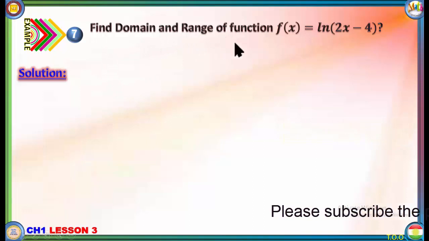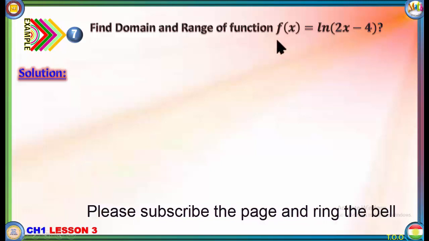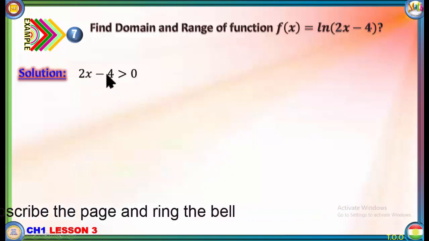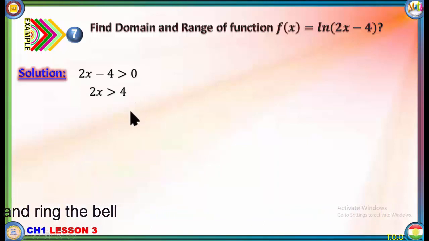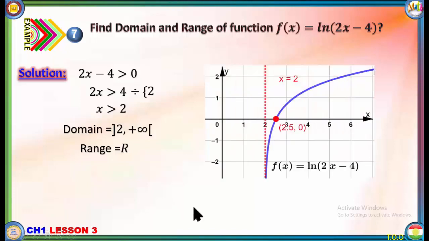Example number 7. Find the domain and the range of the function f(x) equals ln of 2x minus 4. To find the domain, take 2x minus 4 bigger than 0. Then, moving minus 4 from left to right, 2x is bigger than 4. By dividing by 2, x is bigger than 2. Therefore, the domain is from 2 to positive infinity, and the range is all real numbers, as shown in the graph of the function. The domain is bigger than 2, and the range is all real numbers.